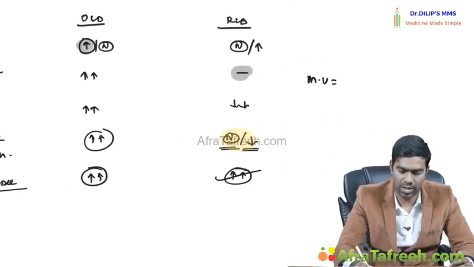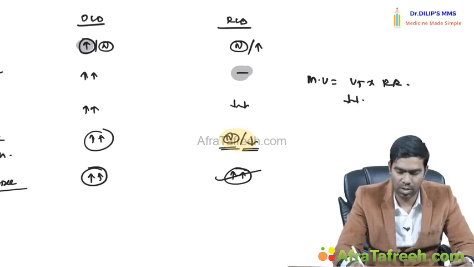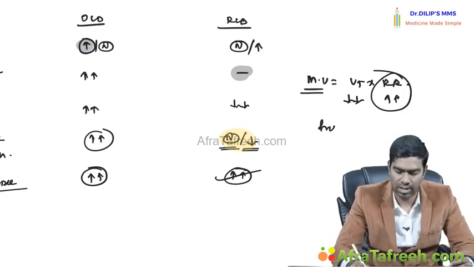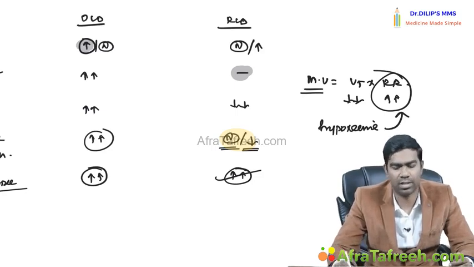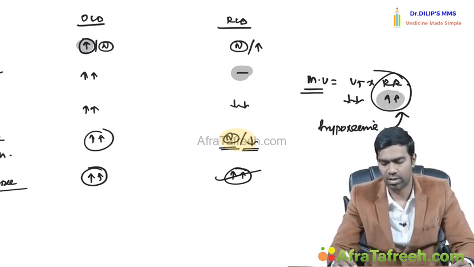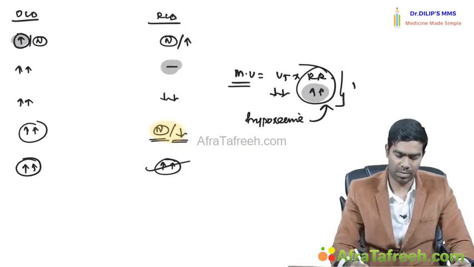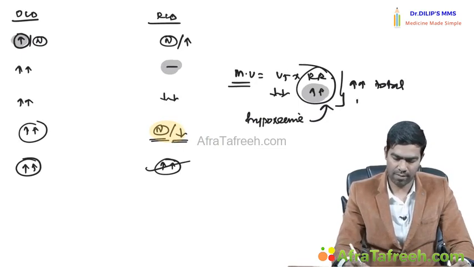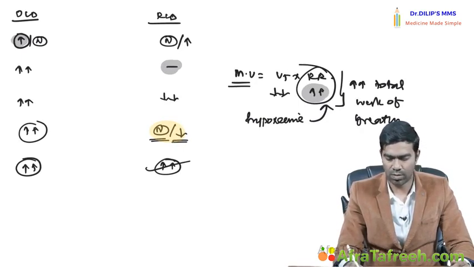I told you the minute ventilation is equal to tidal volume into respiratory rate. Since the tidal volume may be low, they have to increase the respiratory rate for a long time to maintain the minute ventilation. At the same time, you have hypoxemia in the majority of these patients, which will further increase the respiratory rate. So this increase in the respiratory rate may increase the total work of breathing. Clear? They increase the total work of breathing over a period of time.